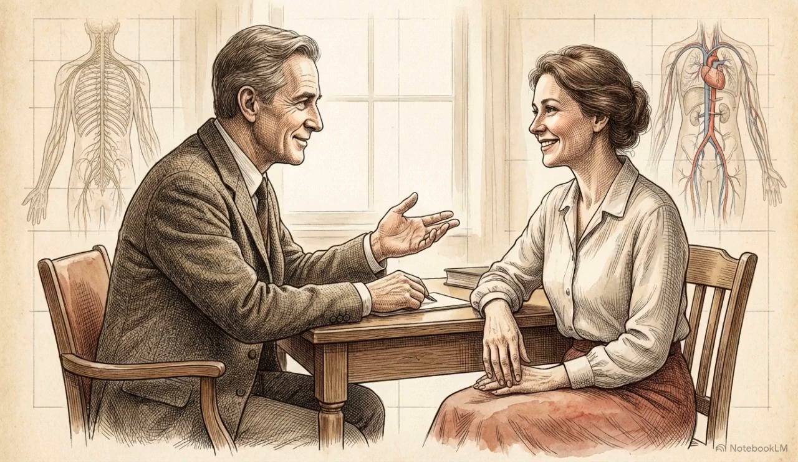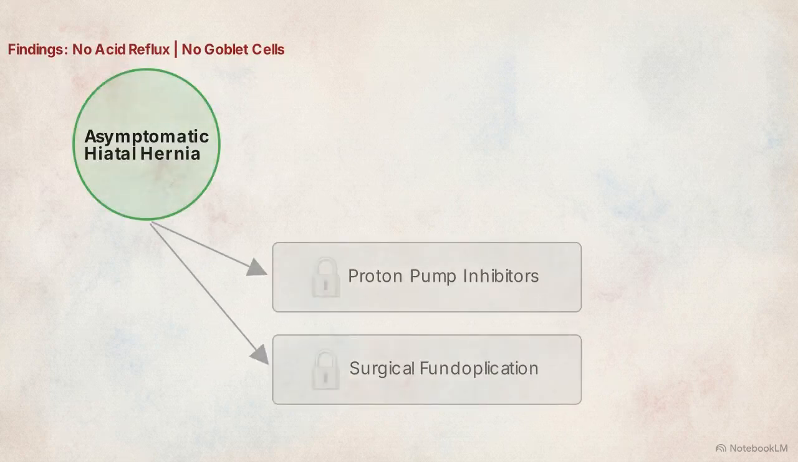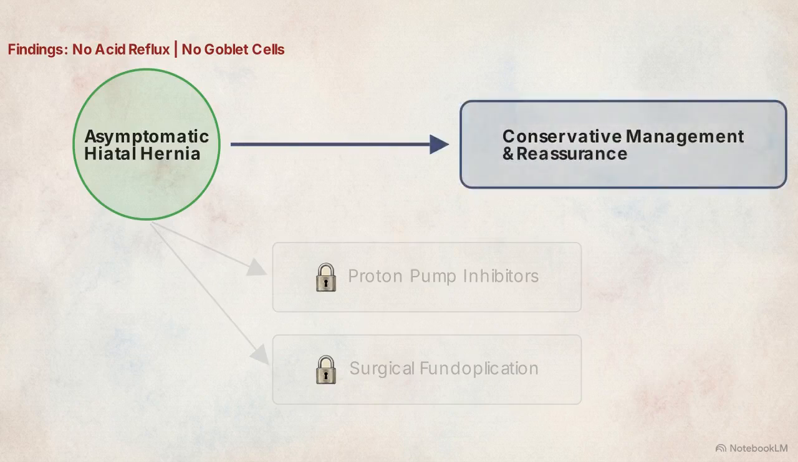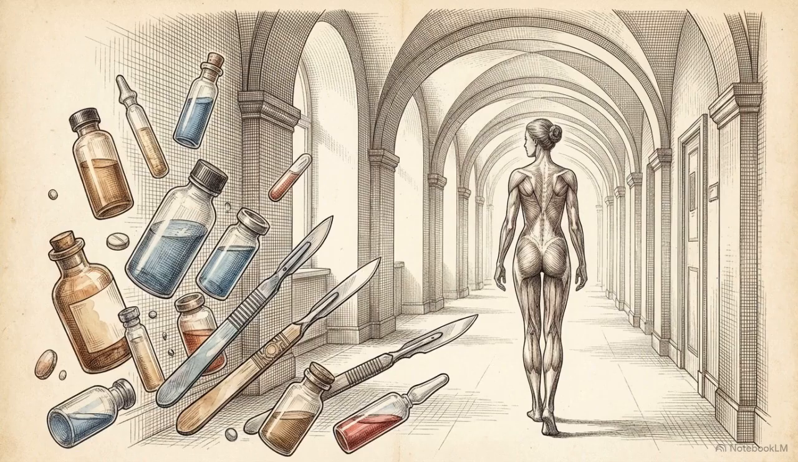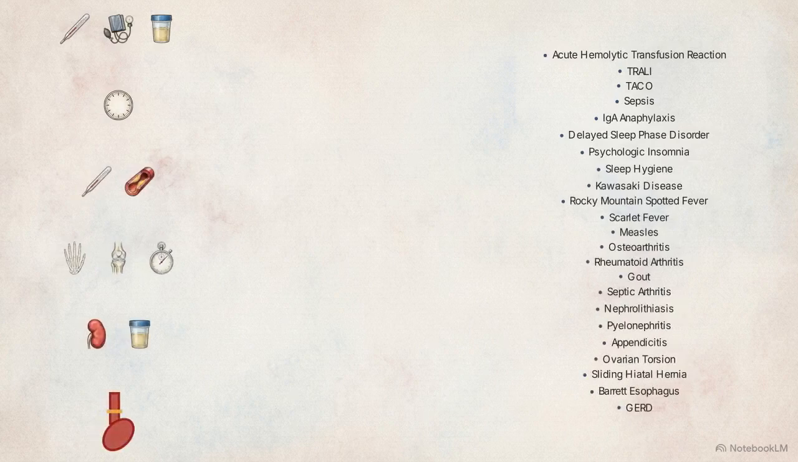The appropriate management is conservative lifestyle advice and reassurance. Because she has no symptoms of acid reflux, initiating proton pump inhibitors or considering a surgical fundoplication is unwarranted. Identifying a purely structural shift without histological transformation protects an asymptomatic patient from a cascade of unnecessary pharmaceutical prescriptions and surgical interventions.